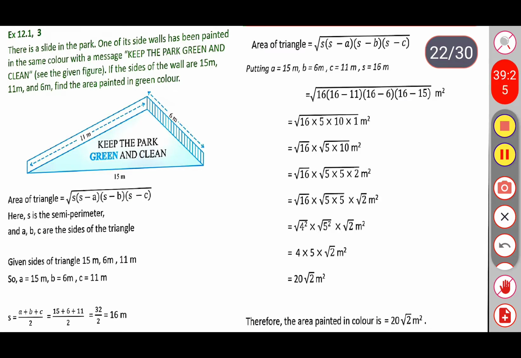Okay, let's see the third question. So what is given? There is a slide in the park.